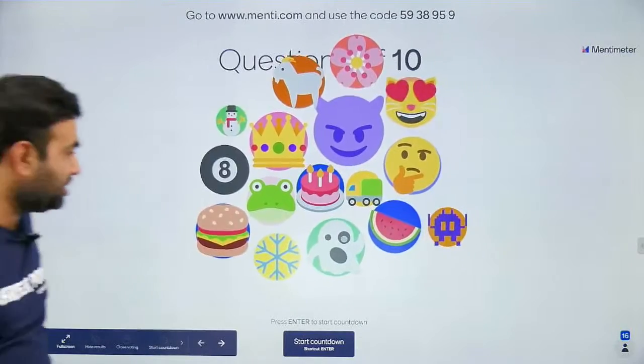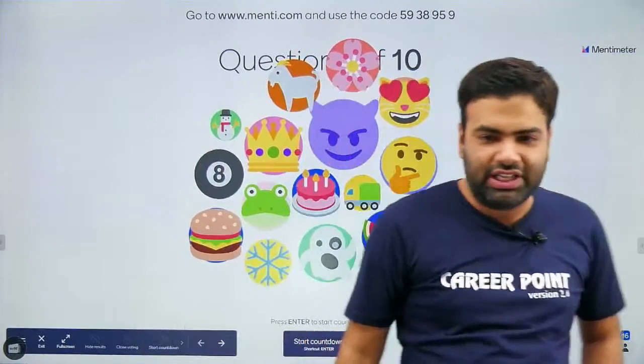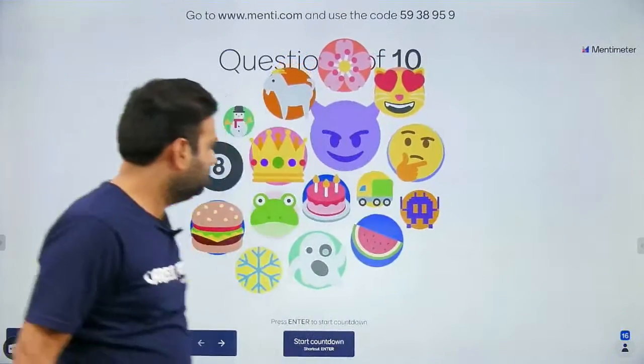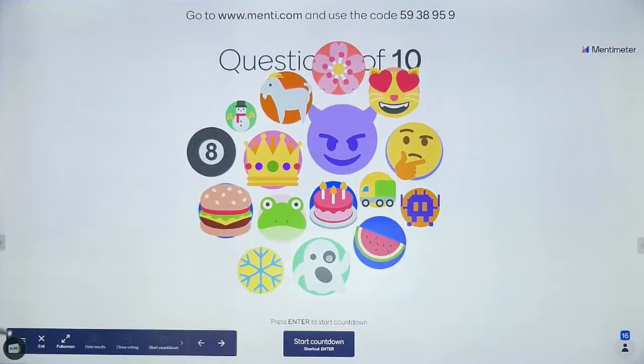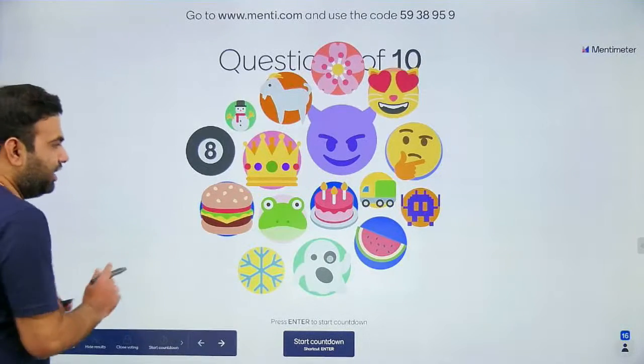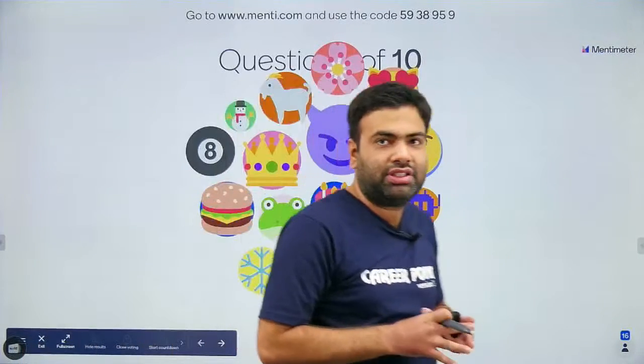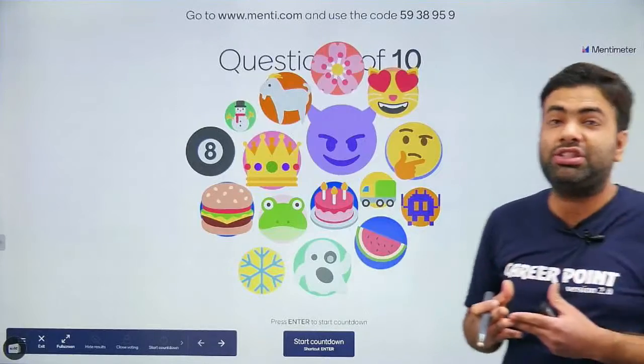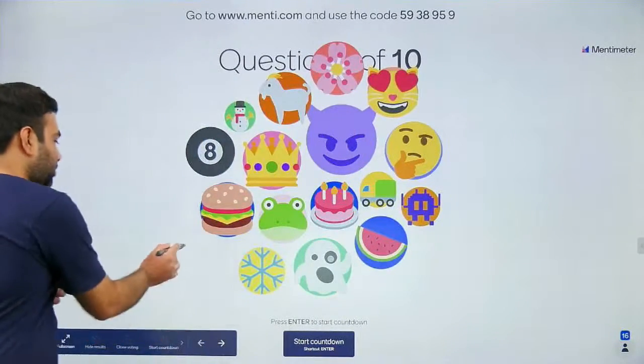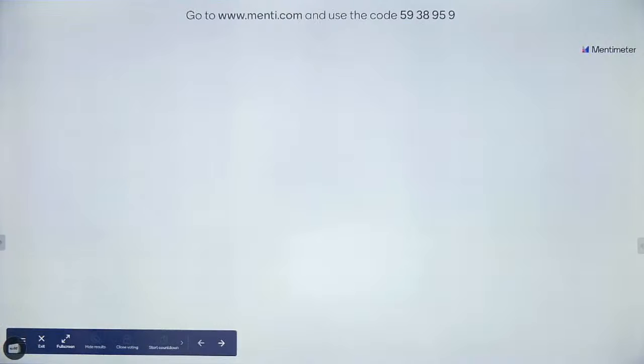Okay, so 16 students have joined. That's very nice. Okay, so let us start the quiz and see. This is the projectile motion quiz, and the questions are based on the level of NEET exam. Okay, so let's get started.